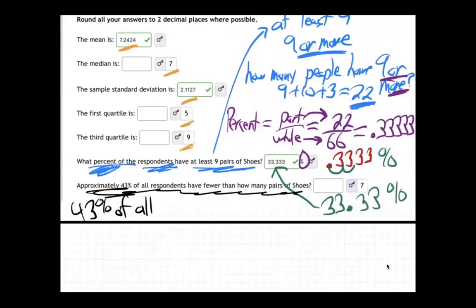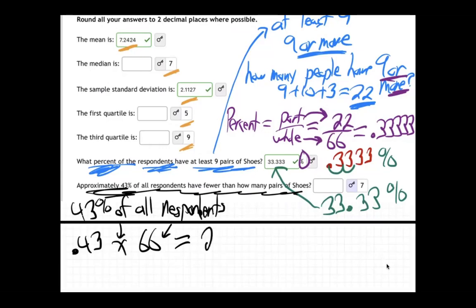let's go to a new page here. Yes, 43% of all respondents. 0.43 of means times all respondents, that's 66, right? We talked about that earlier. All respondents, 66. So take your calculator out. I'm going to take my little handheld calculator and do that. Just grab whatever calculator you've got. 0.43 times 66. I'm getting 28.38.